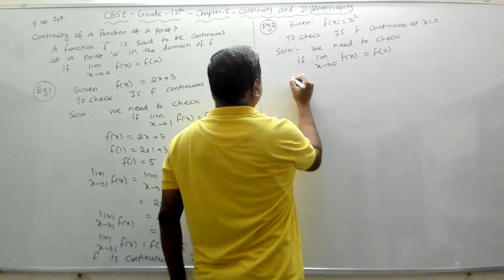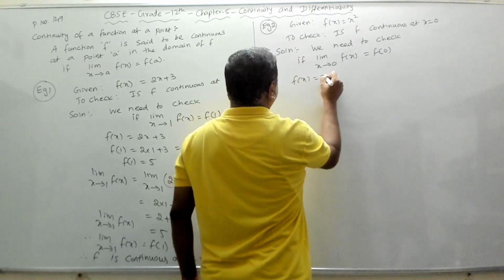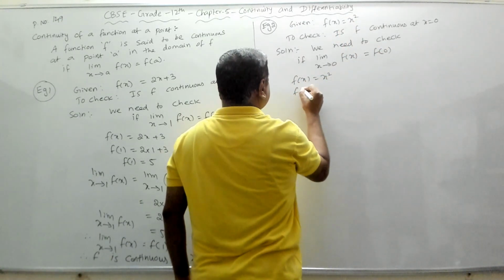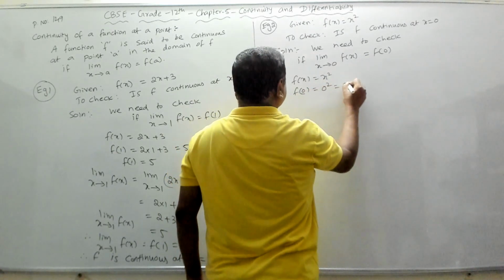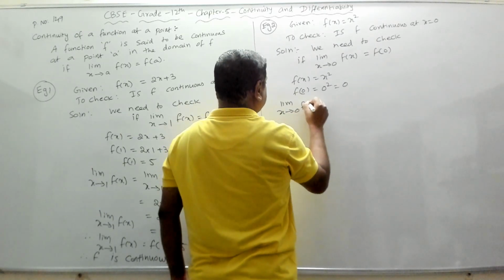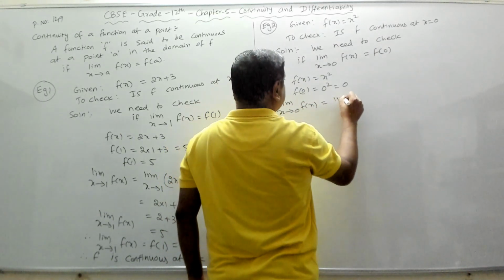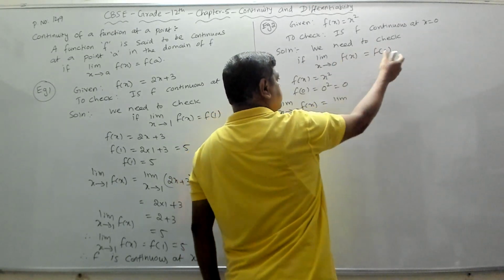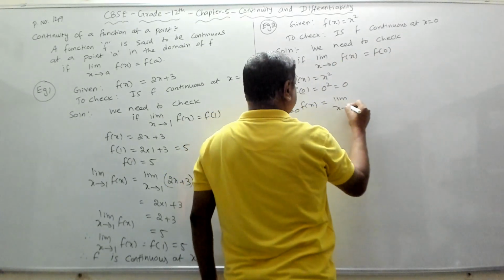Now let's find, so what is our f of x? Our f of x is x square. Now let's find f of 0, right hand side. So f of 0 is 0 square, which is 0. Now let's find limit x goes to 0 f of x. We found this side already, it is easy to find. We can also find either one first, it doesn't matter.